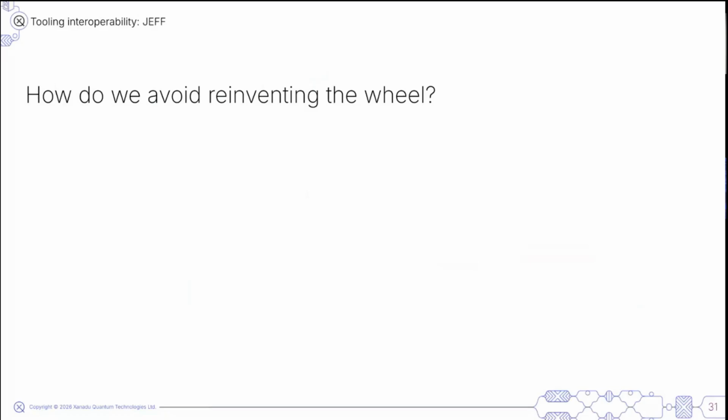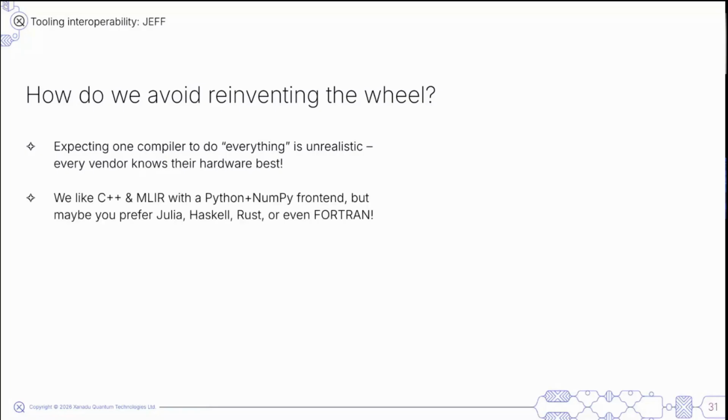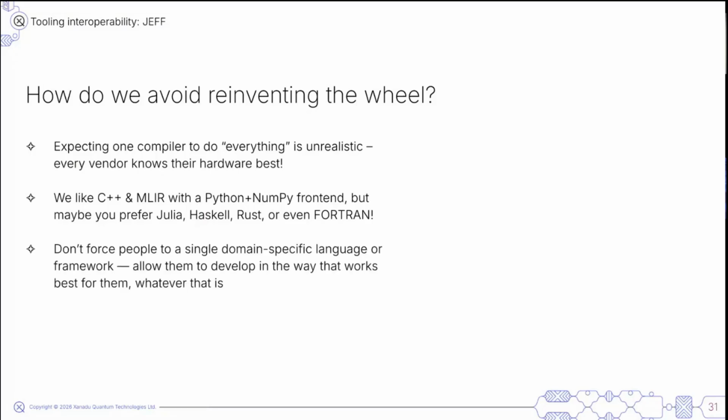So how do we avoid reinventing the wheel here? As I said earlier, expecting one compiler to do everything is unrealistic. Every vendor knows their hardware best, and we shouldn't be injecting everything into one compiler ecosystem. I just don't think it scales well as a model. We like C++ and MLIR with a Python and NumPy front end. Maybe some of you like Julia or Haskell or Rust or even Fortran better. And we shouldn't be stopping anyone from working in that framework. You can pick whatever you want and define what works best for you. Forcing everybody to a single domain-specific language or framework really isn't the approach. People should work, again, in the way that works best for them, whatever that needs to be.